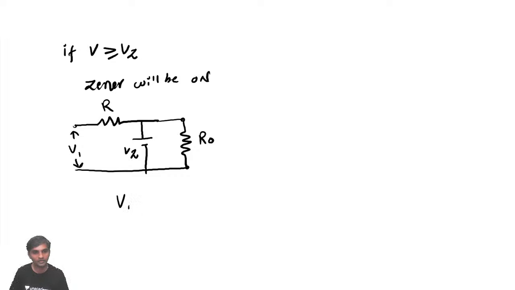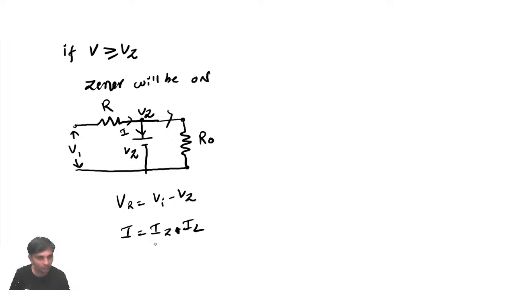Simply it's going to be VR. The voltage across the resistor R is going to be Vi minus Vz. Why, sir? Because you have Vz here. Then what is I? Now I is equal to Iz plus IL. That is Zener current plus load current IL.